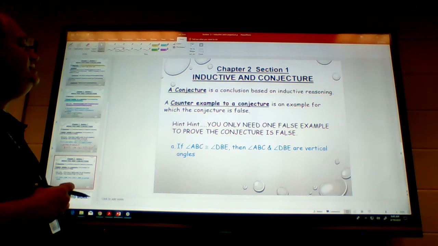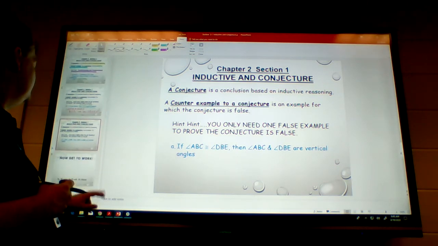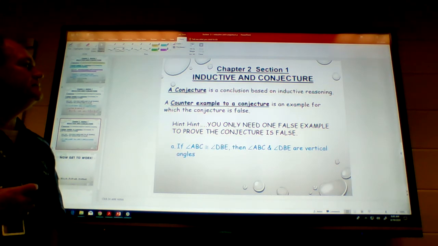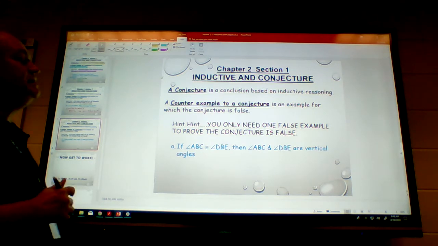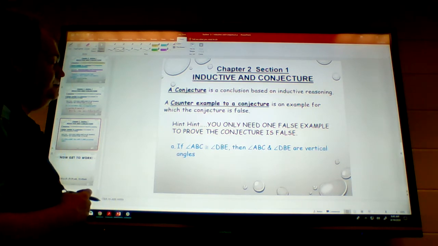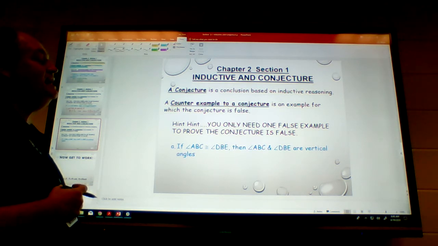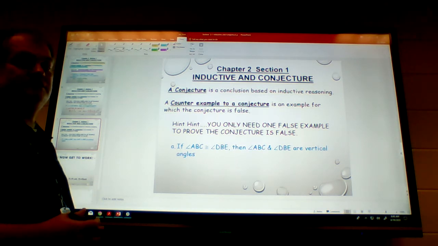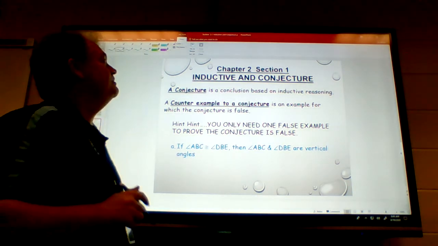With that being said, let's do one more example and then you are going to be done with this lesson. All right, so once again, a conjecture is a conclusion based on inductive reasoning, and a counterexample proves that statement is false. So here's what we have. If angle ABC is congruent to angle DBE, then angle ABC and angle DBE are vertical angles. Okay, how do you disprove that statement? With one counterexample.